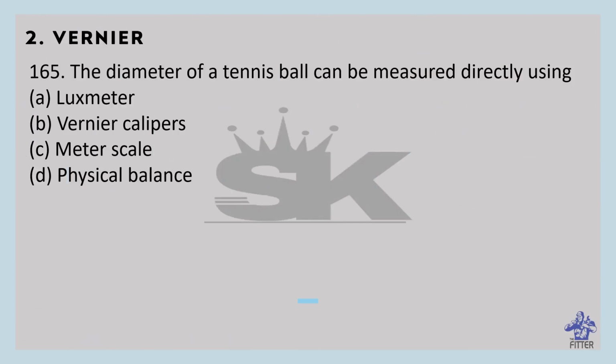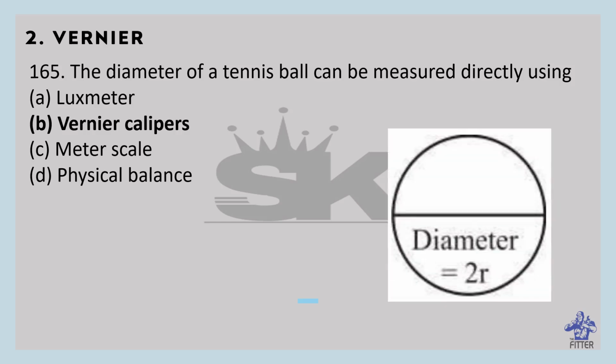So we're going to the vernier chapter. Okay. That is the second chapter. In that, the first question: the diameter of a tennis ball can be measured directly using a what? So that can be measured directly using a vernier caliper. Okay, a vernier caliper can be used to calculate the diameter of a tennis ball. Okay.